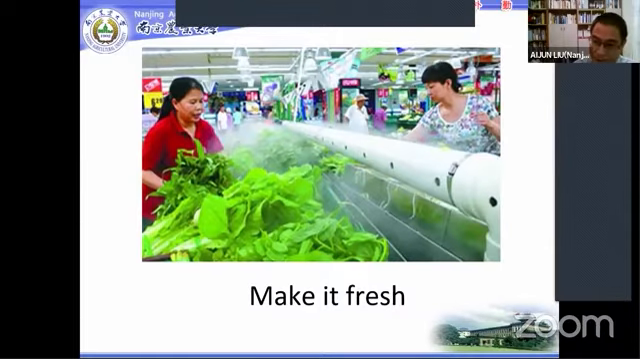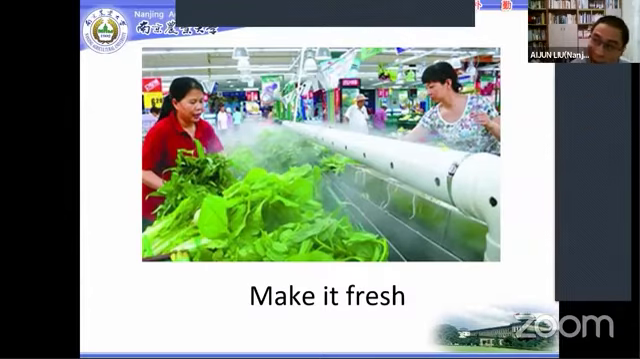How can we make it fresh? They go to the street dealer, they go to the wet market, because the wet market is there more frequently compared with the supermarket. So what could the supermarket do? The supermarket provides this kind of service, because nowadays what people in the city are concerned about is freshness, not just the price, right? So the supermarkets provide this kind of service to meet consumer needs for fresh vegetables and fruit.